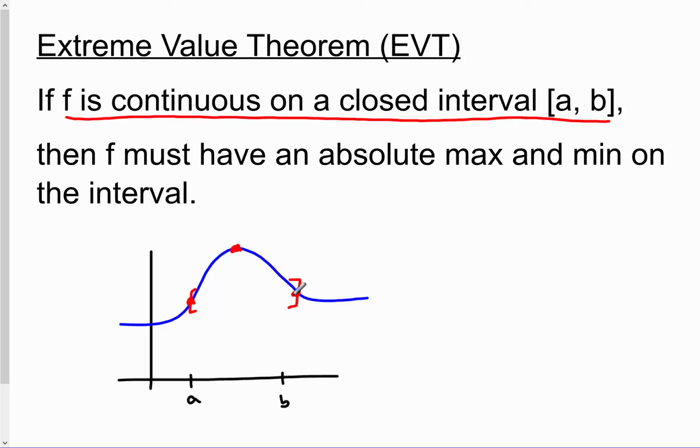Now, if I happen to have a function that is discontinuous on a closed interval, or if I don't have it on a closed interval, it's on an open interval, that doesn't mean that there isn't an absolute max or min. It just means the EVT can't guarantee it because I can't use the extreme value theorem then.